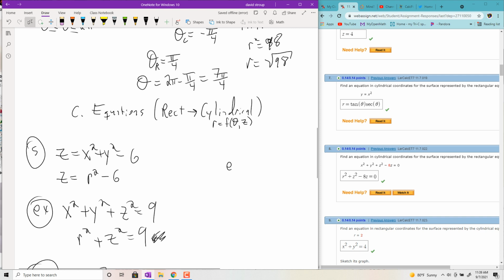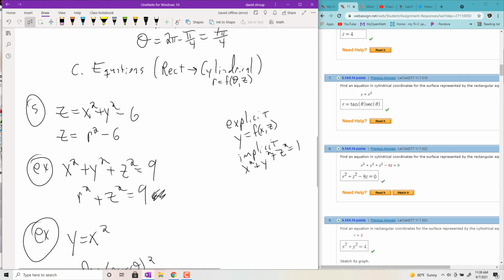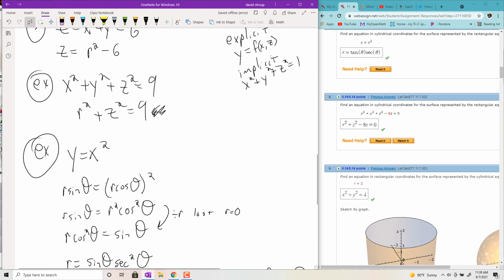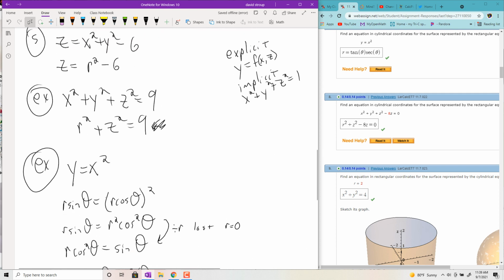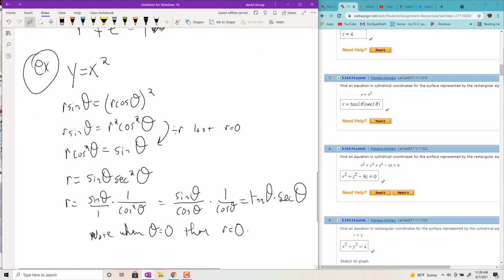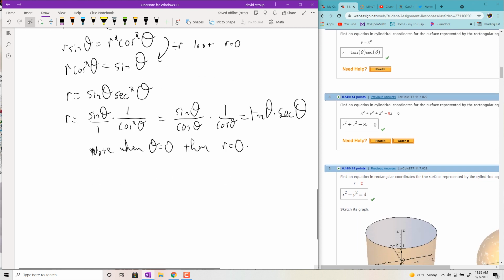So explicit means that you have y equals some function of x and z or something like that. We usually can't get that, right? So an implicit form would be more like the equation of a circle, where you have x squared plus y squared plus z squared, or in this case, an ellipsoid equals 1. So again, it's not always favorable to solve for r, but if you can do it, go ahead and do it, and don't worry about dividing by 0. Okay, so hopefully that makes some sense.